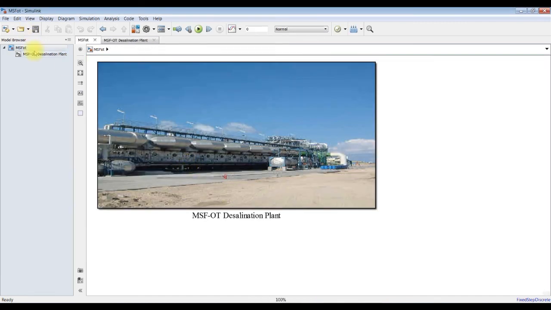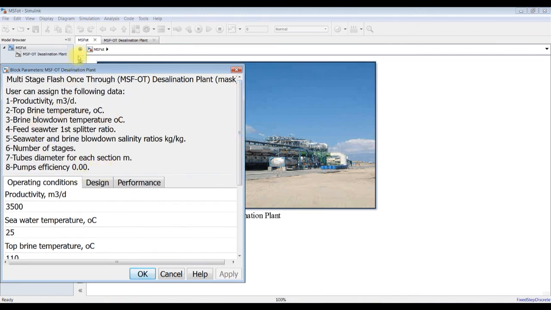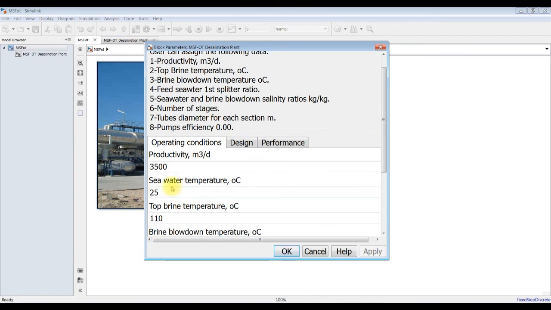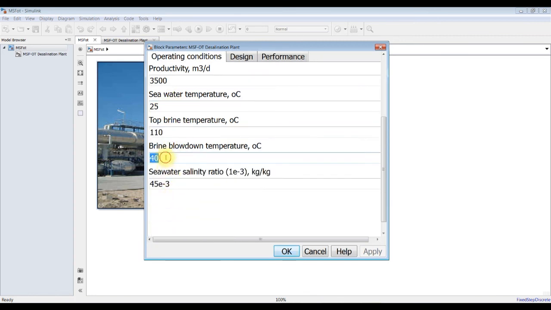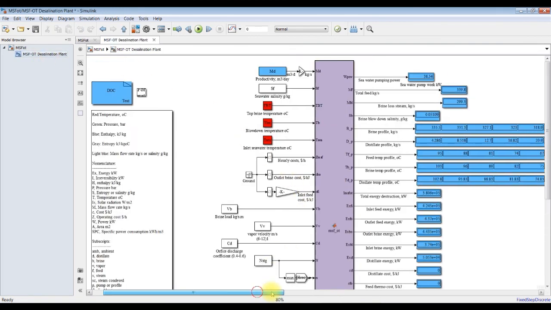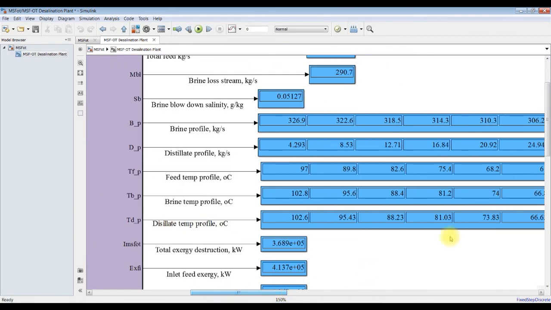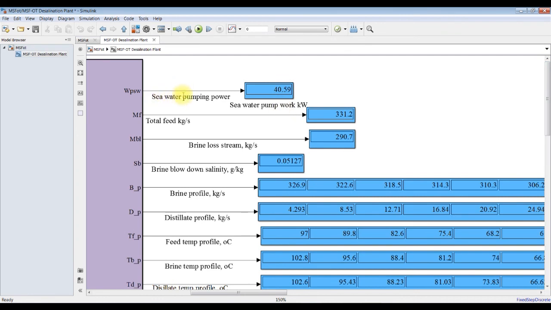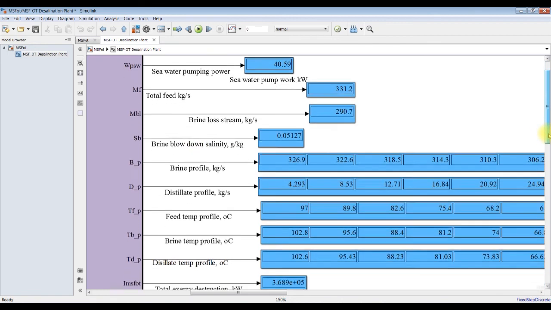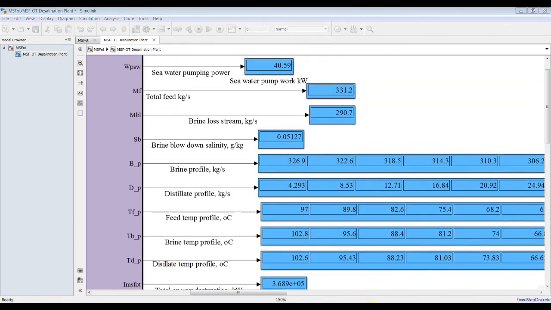For once-through, it's a little bit different, as you can see here. You have to assign, sure, the productivity, CW temperature, top brine temperature, last stage temperature, and so let it be 38. It's a little bit easier, not complicated. As you can see here, we can run our model. The same: you'll find your pumping power, total feed mass flow rate, brine loss, salinity profile, brine profile, temperature profile, and so on.